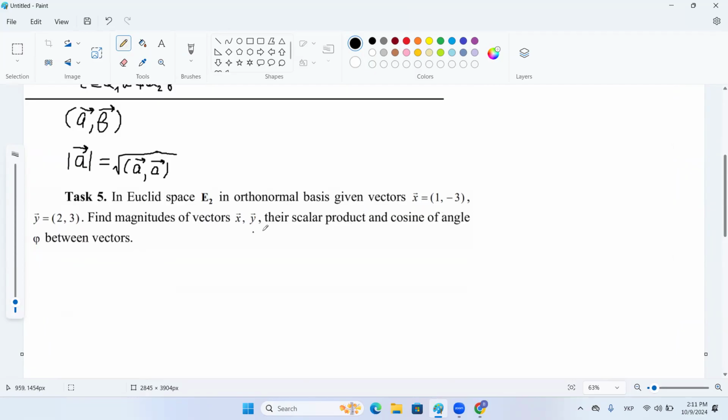So we need to find the magnitudes, their scalar product, and the cosine of the angle. So just a kind of revision of our previous lesson. So let's do it quickly. Firstly, we multiply x by y. And it is 1 by 2 minus 3 by 3. So 2 minus 9, minus 7.